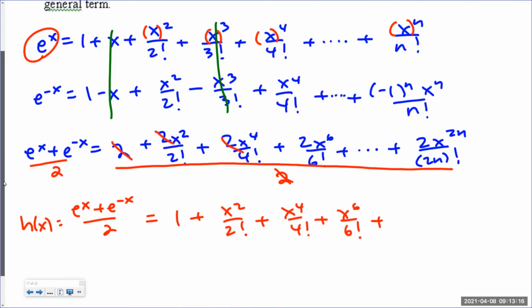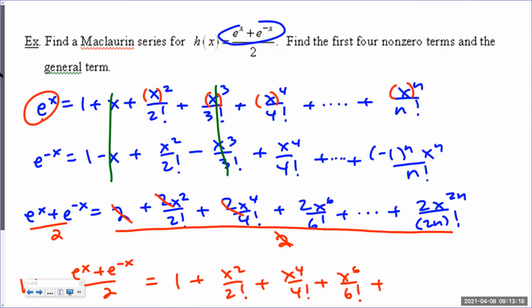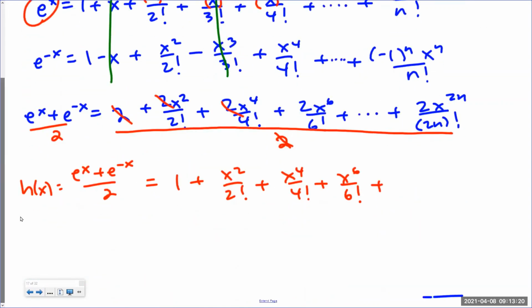I think I just need 4 terms, right? Yeah, 4 terms. Okay, so that's 4 terms plus dot dot dot plus. And really what happens is just the 2 wiped out, right? So this is x to the 2n over 2n factorial plus dot dot dot. And we're done.